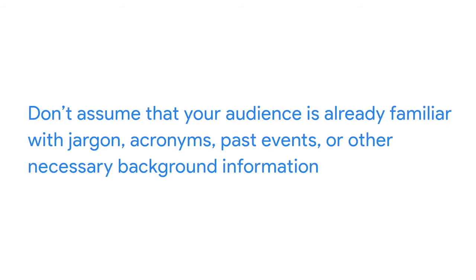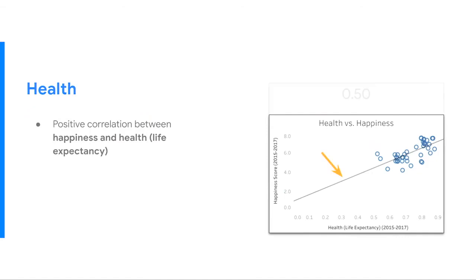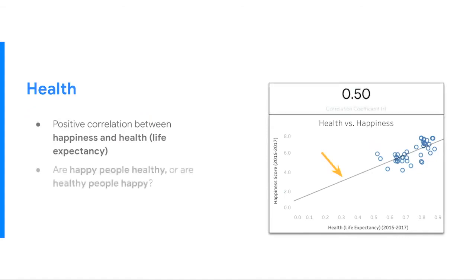Next, it's helpful to start with zero assumptions. Don't assume that your audience is already familiar with jargon, acronyms, past events, or other necessary background information. Try to explain these things in the presentation and be ready to explain them further if asked. When we showed our presentation to our colleague, we accidentally assumed that they already knew how health and happiness were measured and left that out of our original presentation.